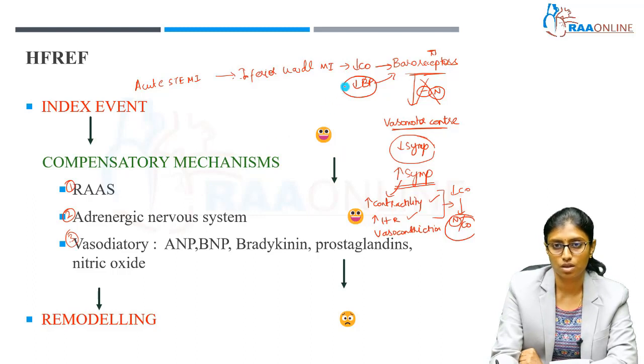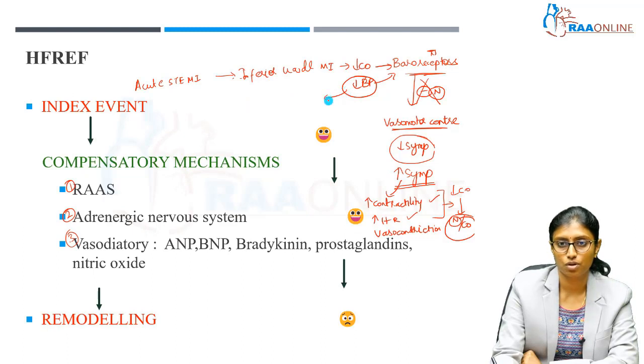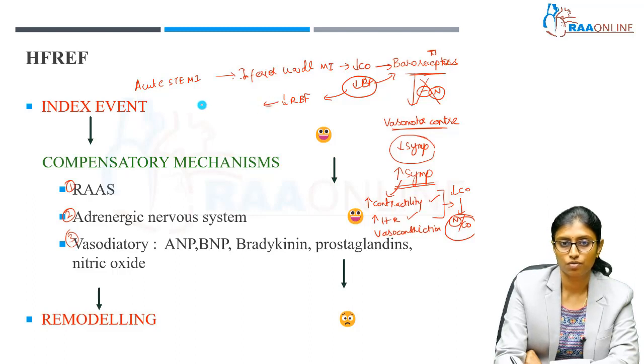On the other hand, this reduced BP leads to reduced renal blood flow. This reduced renal blood flow is going to cause release of renin in the kidney. So reduced BP on the other hand is going to cause a decrease in the renal blood flow. This reduced renal blood flow will lead to production of renin from the kidney. What does renin do? It converts angiotensinogen into angiotensin.